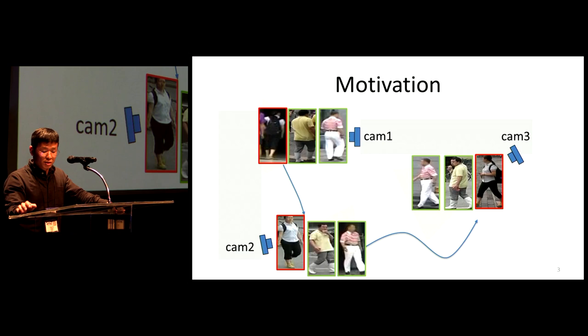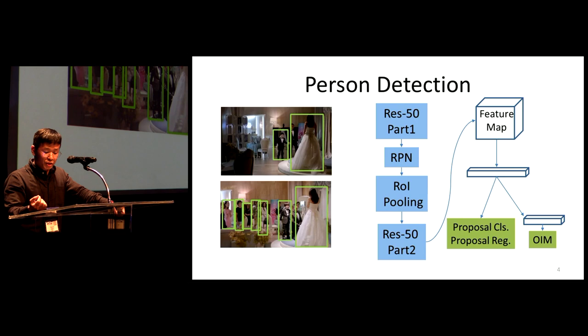So we employ a typical pipeline based on Faster R-CNN, and specifically we employ ResNet-50 as the stem, which is divided into two parts, and additionally including a region proposal network and an ROI pooling layer. Then the features are sent to two fully connected layers. The first branch is a binary softmax layer for person classification, and the second branch includes another fully connected layer whose outputs are further normalized as the identity features, which uses the online instance matching loss.